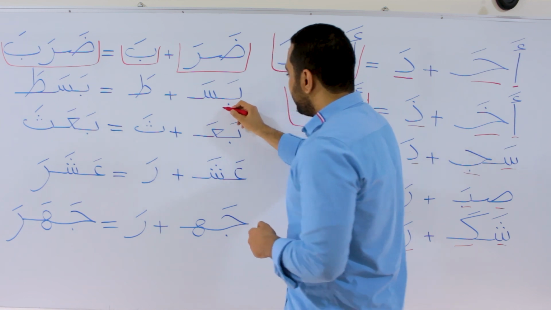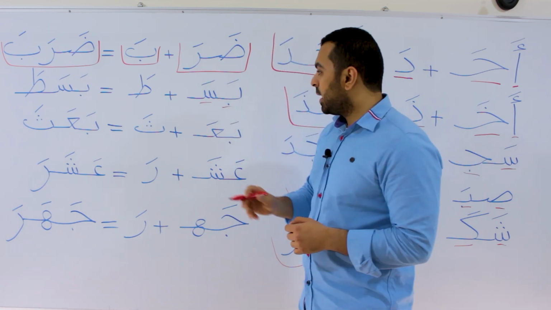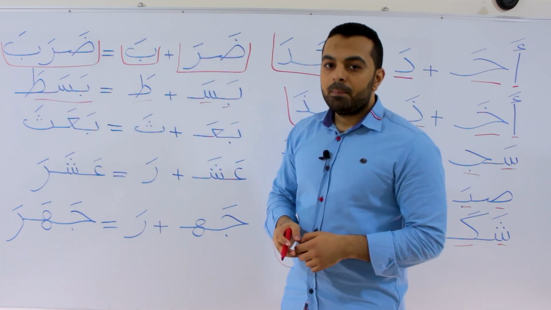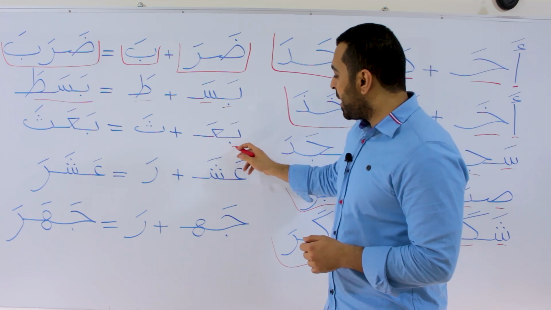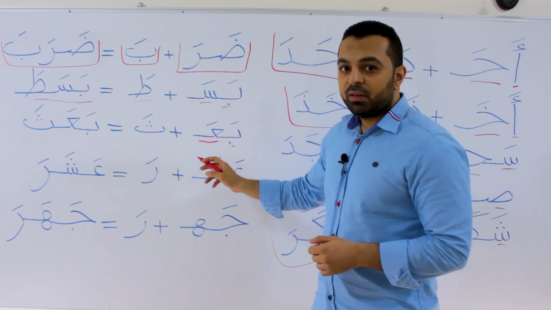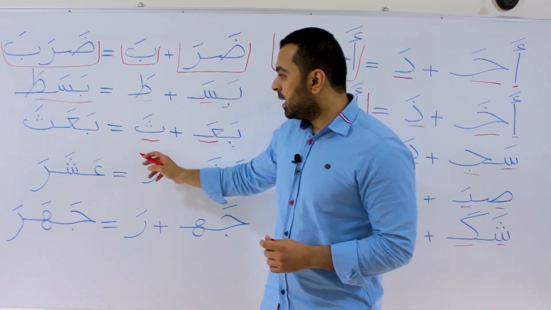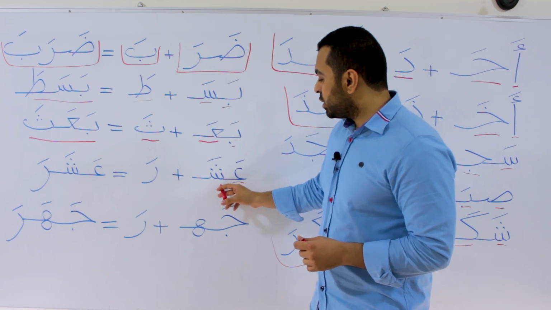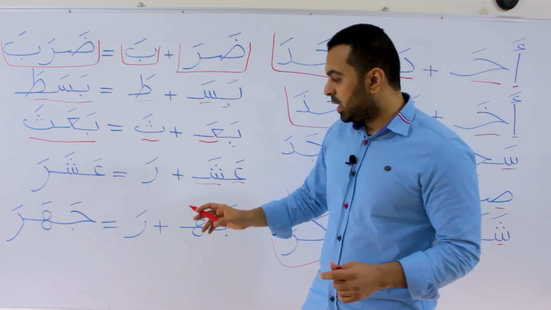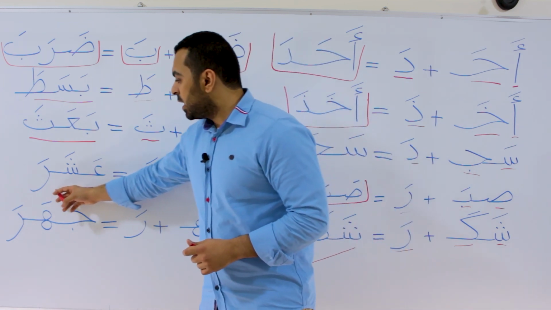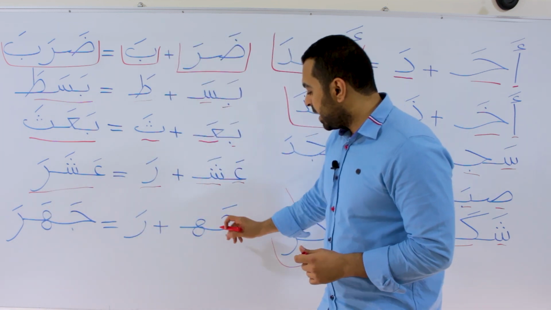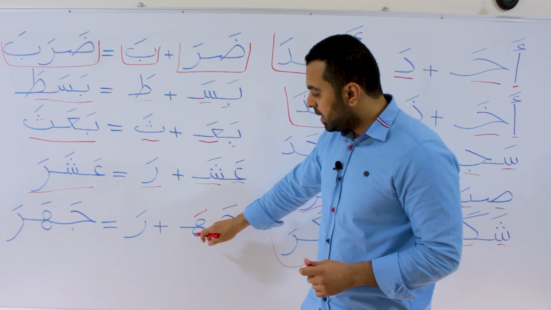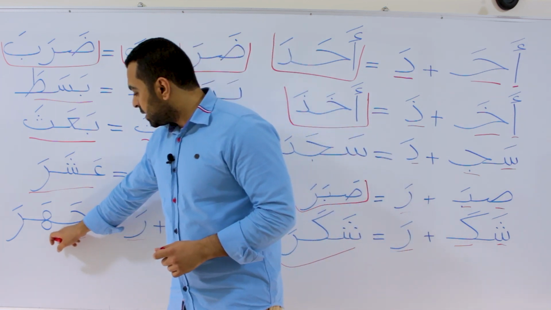Now, if I have ba and sa, basa, and then ta, that will give us basata. If I have ba and a, that will give us ba'a, and then sa, ba'asa. Now, if I have a and sha, that will give us asha, and then ra, that will give us ashara. Now, if I have ga, and I forgot here fatha, gaha, and then ra, that will give us gahara.